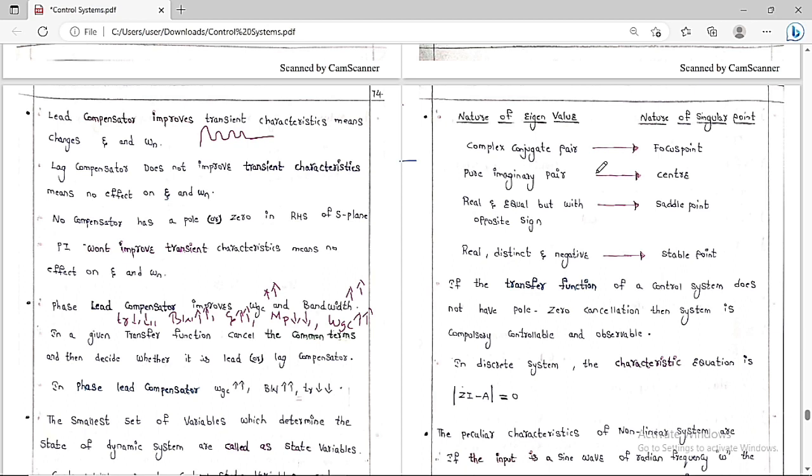So finally, listen carefully. For the nature of the eigenvalue and the nature of the singular point: for a complex conjugate pair, we are going to get the focus point. For a pure imaginary pair, we get the center. For real and equal but with opposite sign, we get the saddle point. And for real, distinct and negative, we get the stable point.